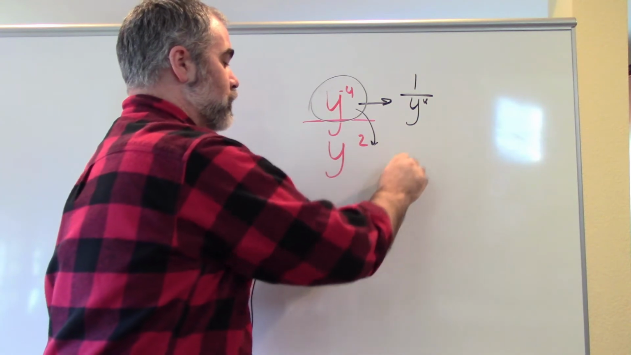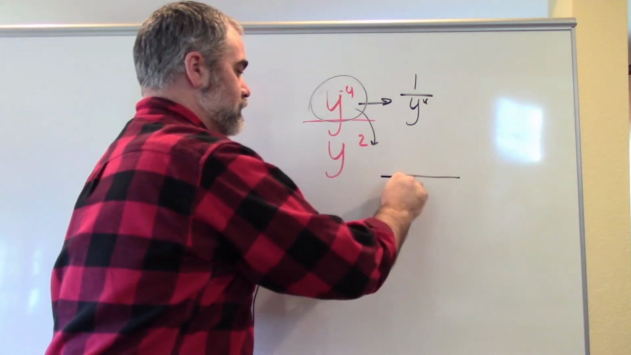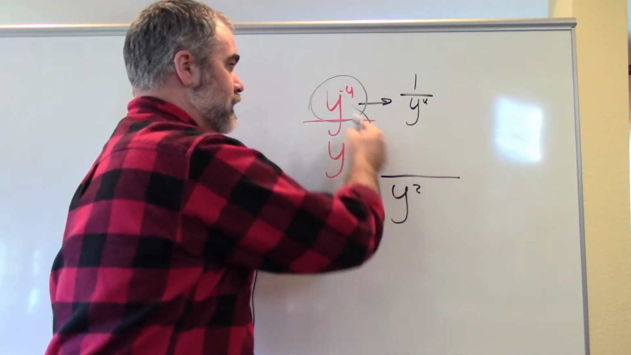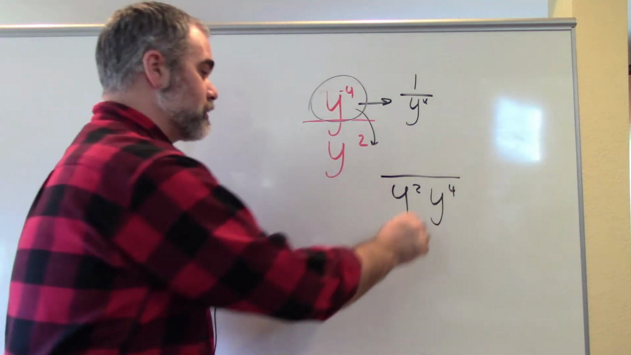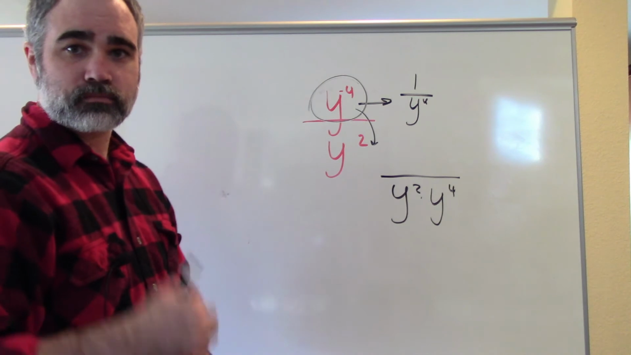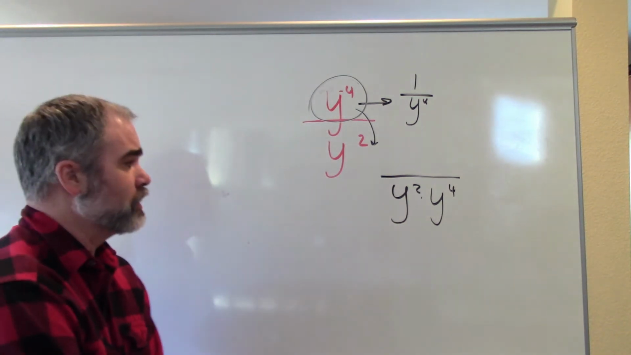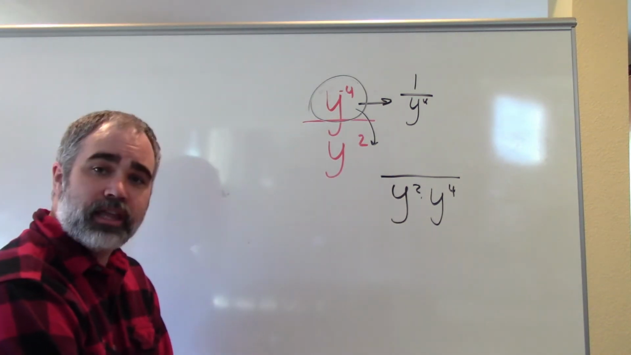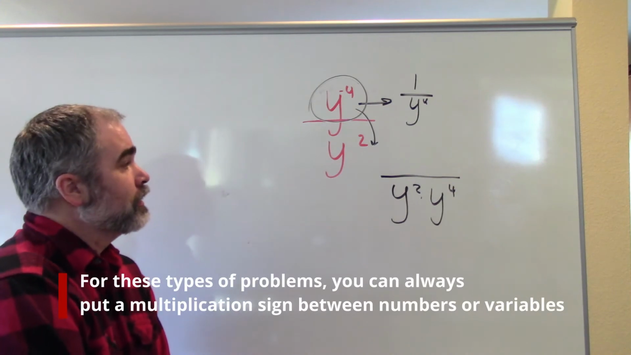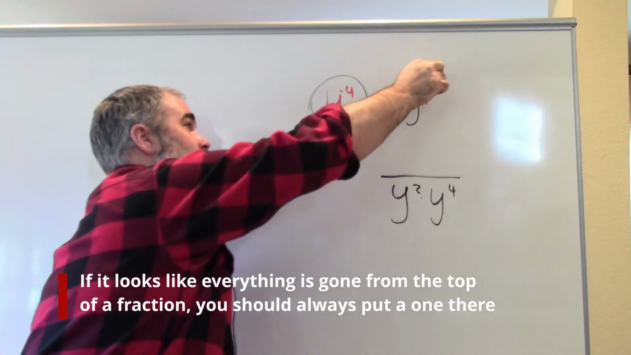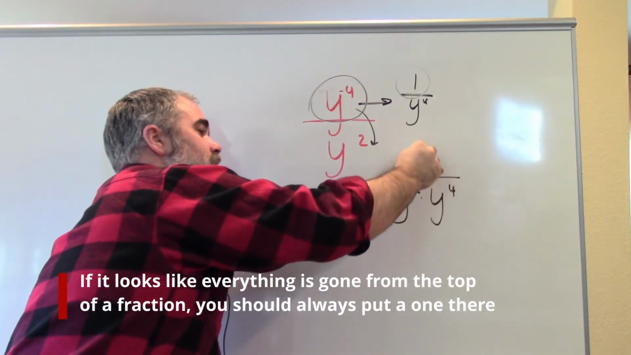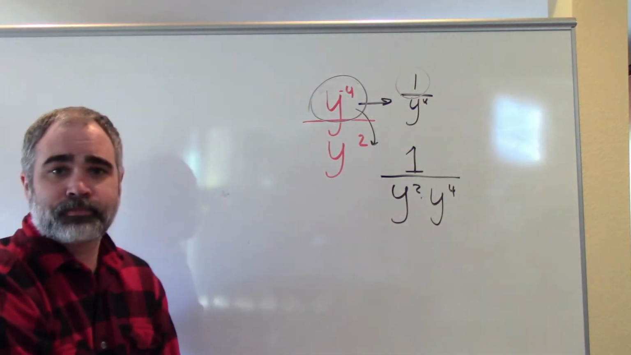So what I'm left here with is a fraction, y squared, and then I've put another y to the fourth here. If you want to know how to connect those, it's with multiplication. It's never going to be addition or subtraction. Always put that multiplication sign in there if you're not sure. And then the question is, what's on the top of the fraction? There's that 1. Remember, that 1 is still there. This is going to be my new problem.